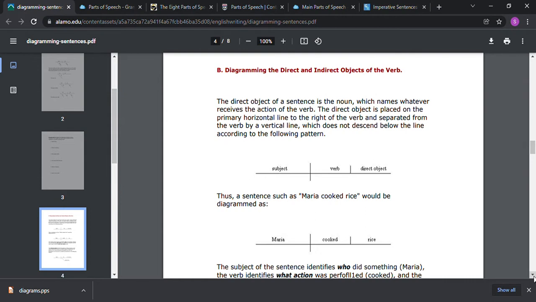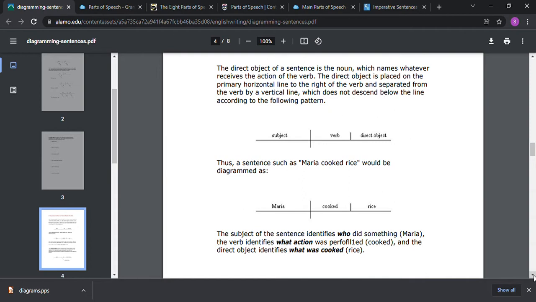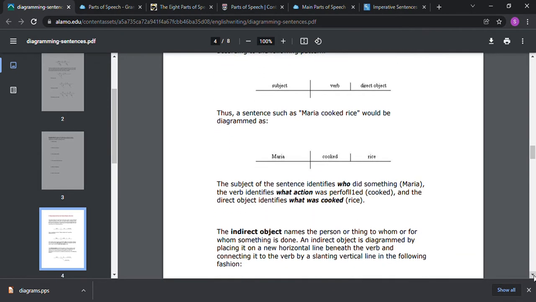Maria cooked rice. What did Maria cook? She cooked rice. The direct object is rice. Maria is the subject, cooked is the verb, and rice is the direct object. And then you can add adjectives and adverbs to it to make it more colorful and a better sentence. The subject of the sentence, it says, identifies who did something, Maria. The verb identifies what action. So that was that she cooked, and the direct object identifies what was cooked, and it was rice.